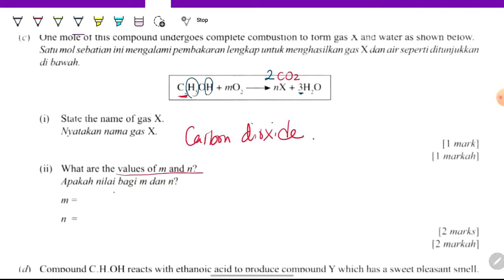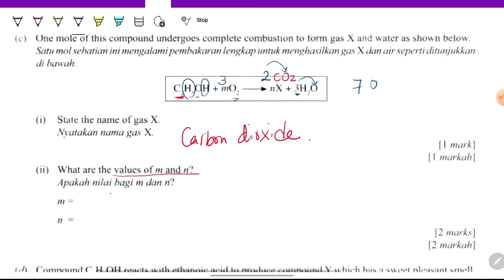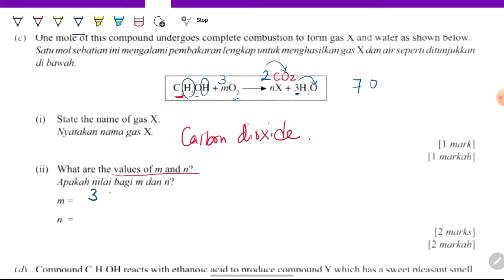And finally, we look into the oxygen. Oxygen 2 times 2 is 4, plus 3 times 1 is 3. So 4 plus 3 is 7, 7 oxygen. Here 2, here 1. So we need to get 1 plus 6. So this one is 3. 3 times 2 is 6 oxygen. So meaning that m is 3, n is 2.